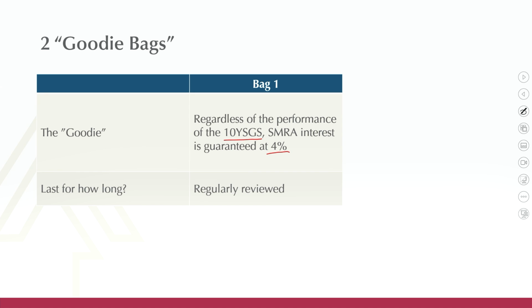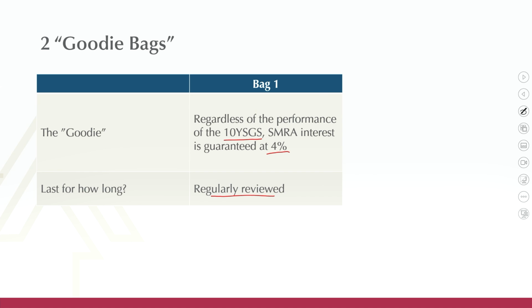But there's something very important to take note of over here, which is that this guarantee of 4% is regularly reviewed. In the past it was reviewed once every year. So is there a chance that this 4% guarantee might be taken away? I mean, it is possible, unlikely, but it is ultimately still possible. So this is goodie bag number one.